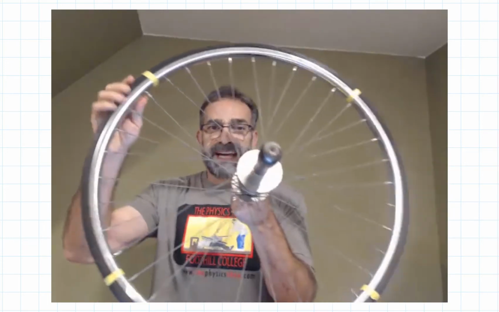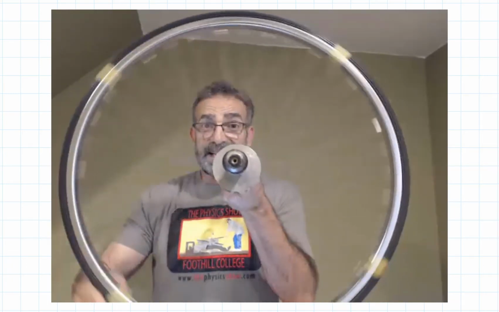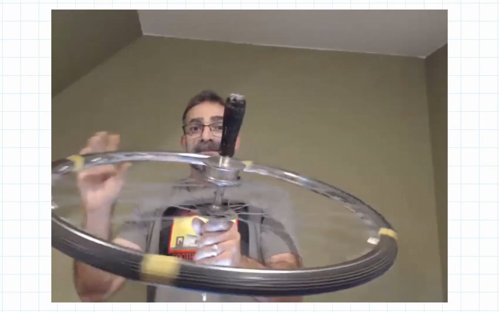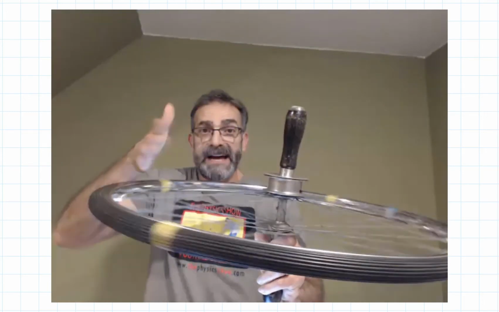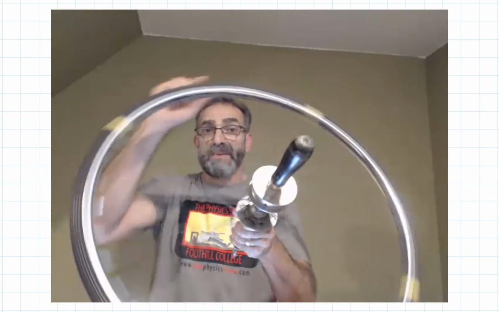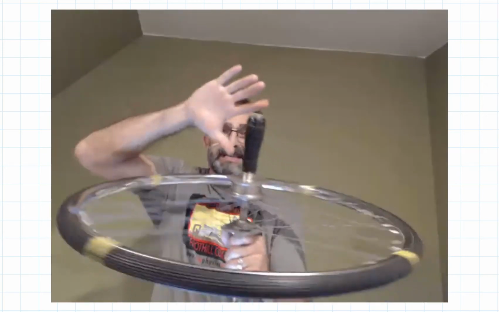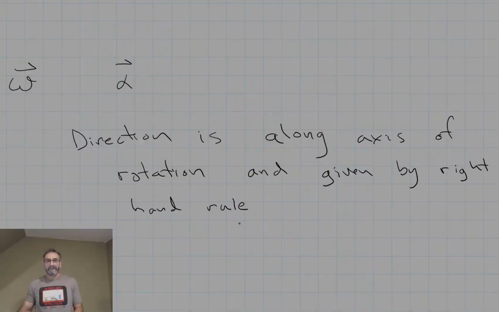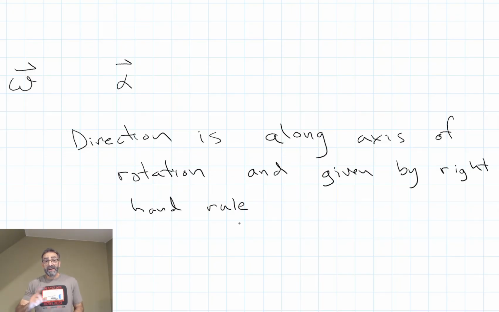Let me rotate it a little bit. As this spins in this direction, omega points toward the camera. And if I rotate it, I would run my fingers around the wheel like this, and omega would point up along the axis of rotation. If I rotate it the other way, I would have to run my fingers in the other direction, and omega would point down. So the direction is always along the axis of rotation for omega and alpha, and it's given by the right-hand rule.